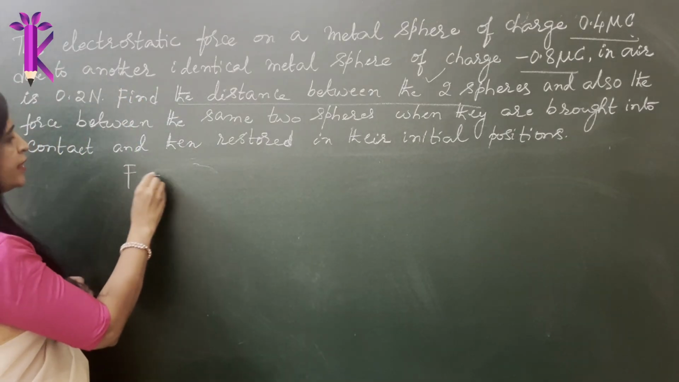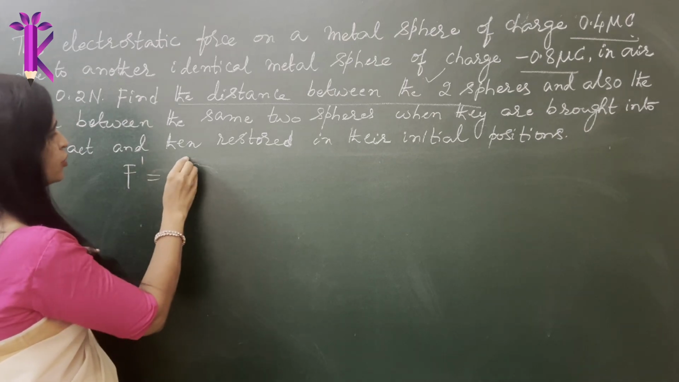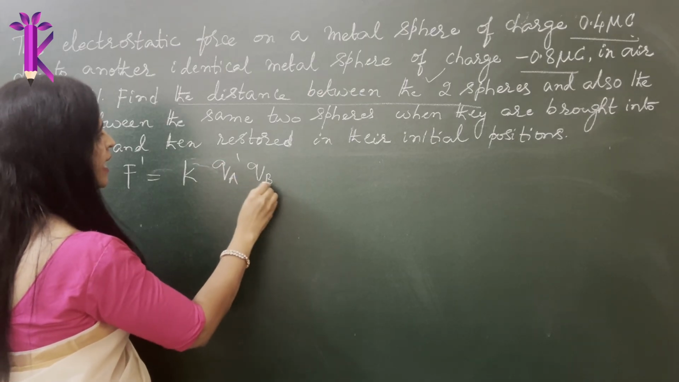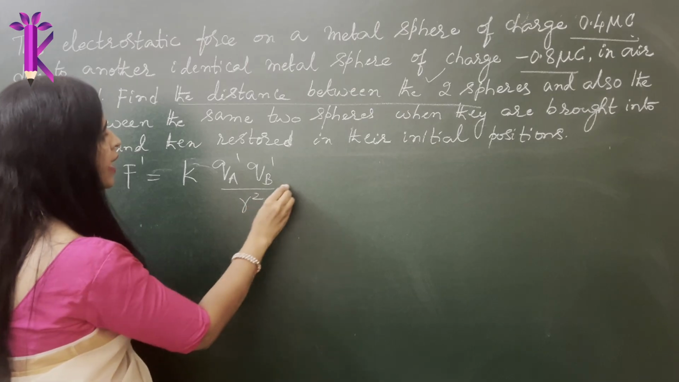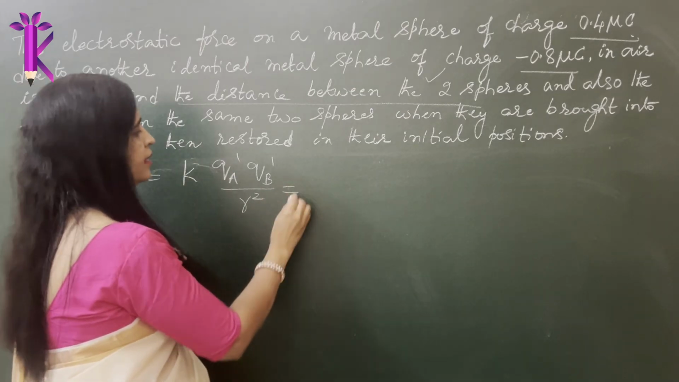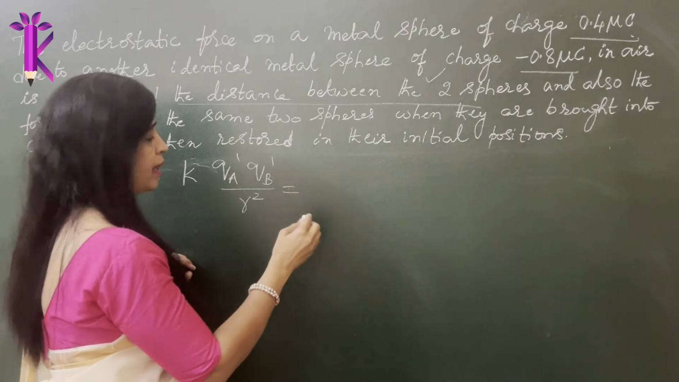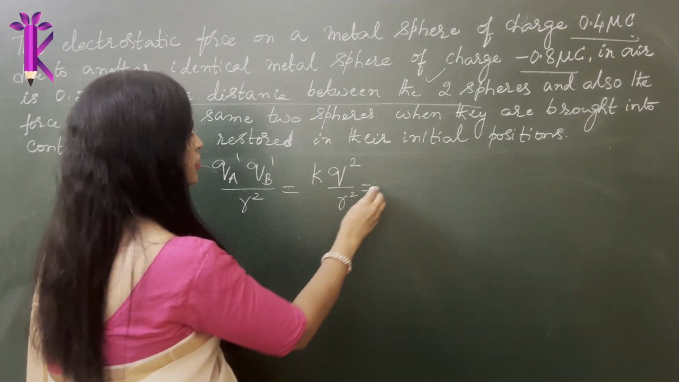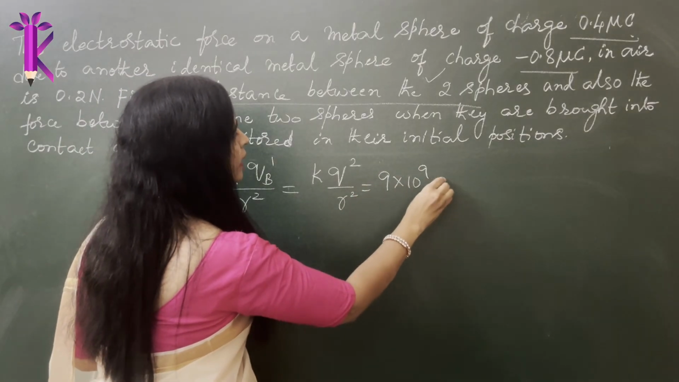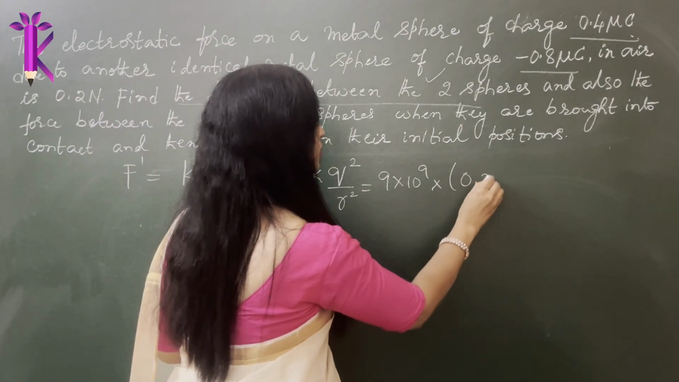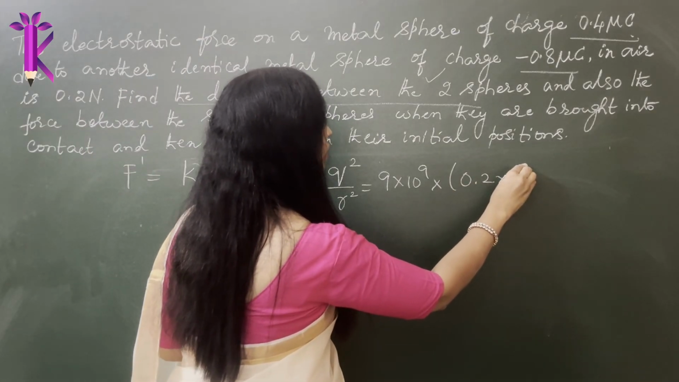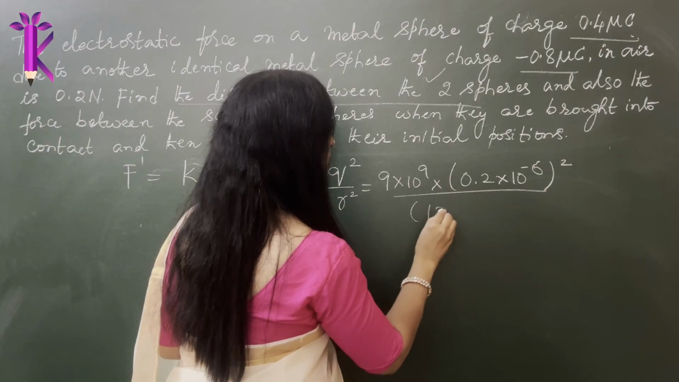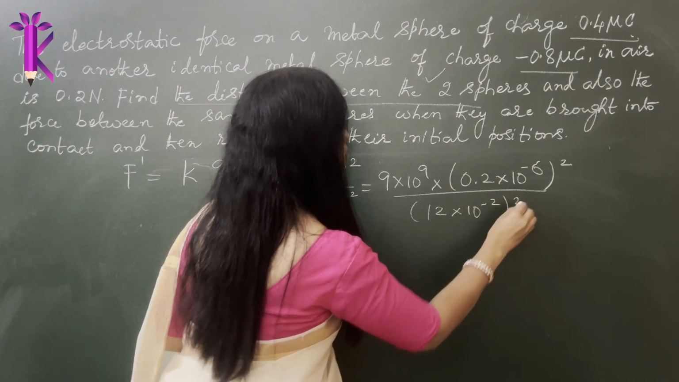So the force now between the new charges is F dash is equal to 1 by 4 pi epsilon naught, which can be called K, into QA dash into QB dash, and since they are equal, divided by R square. QA dash and QB dash are equal, minus 0.2 microcoulomb. So you can simply write it as KQ square divided by R square. Let's substitute the values. 9 into 10 to the power of 9, and this was 0.2 into 10 to the power of minus 6 whole square, divided by R square, which was 12 into 10 to the power of minus 2 whole square.